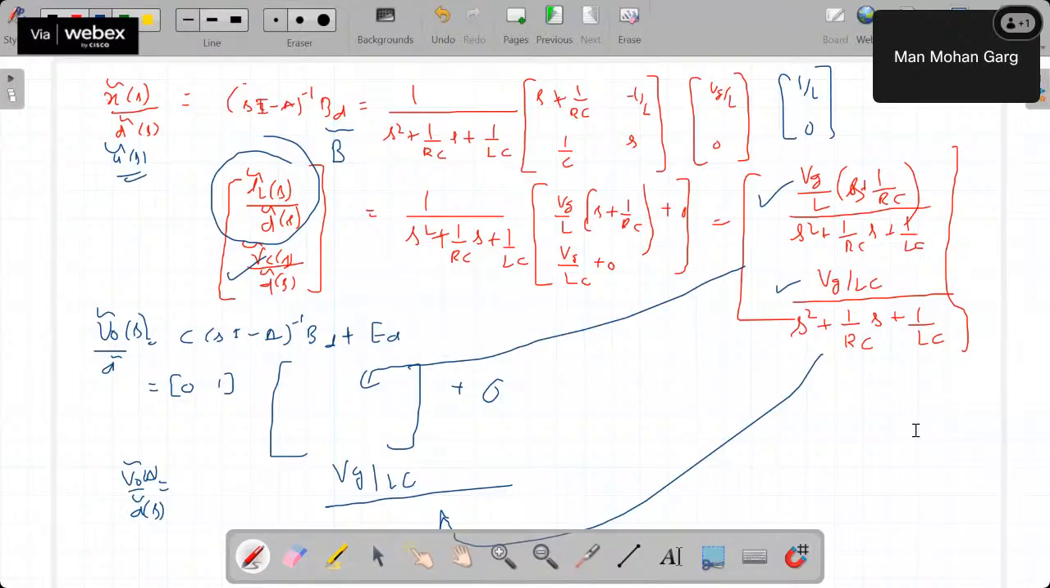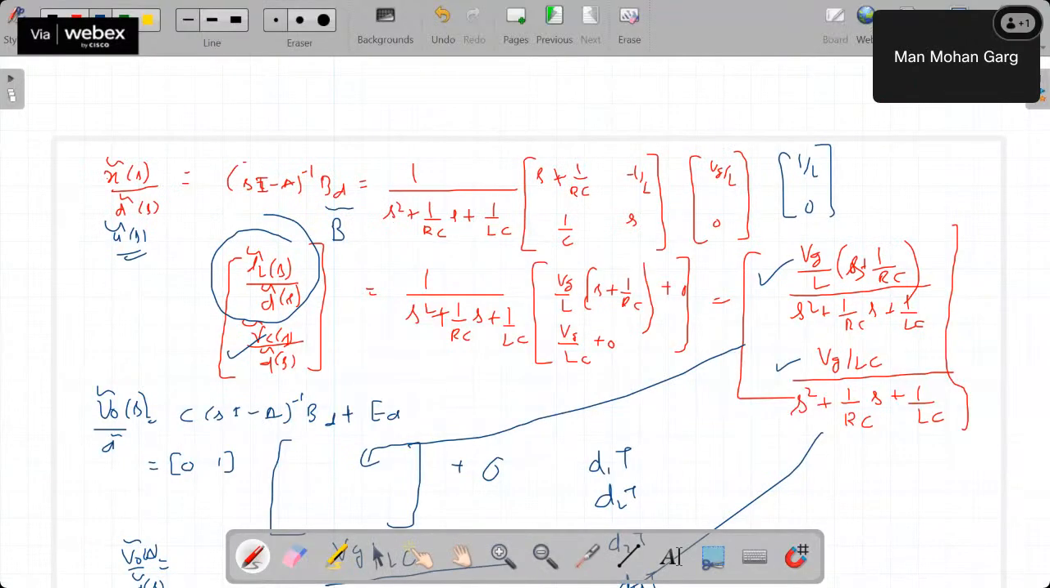In the same way, right? Like I said, if your converter is operating in 4 modes, mode 1 will operate for some time, let's say D1 into T. Mode 2 will operate for D2 into T, D3 into T, D4 into T. So in each mode, your circuit will behave linearly. Like in this buck converter, whenever the switch is on, we have one circuit which is linear. Whenever the switch is off, we have one circuit which is linear.